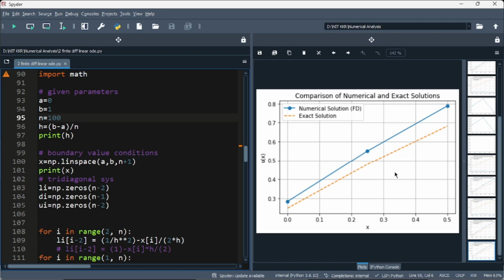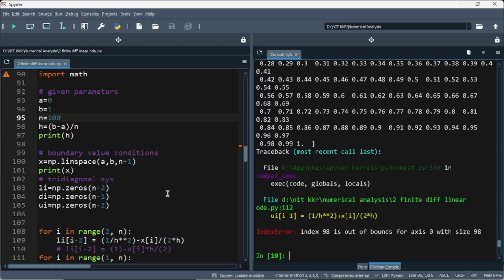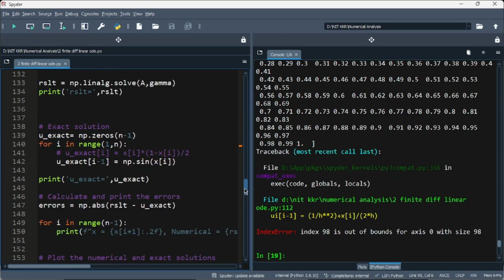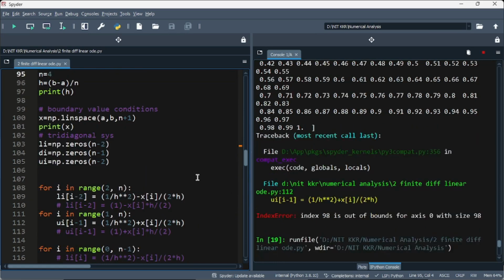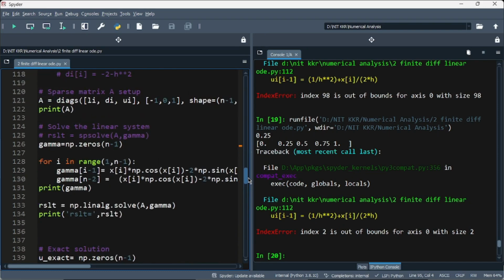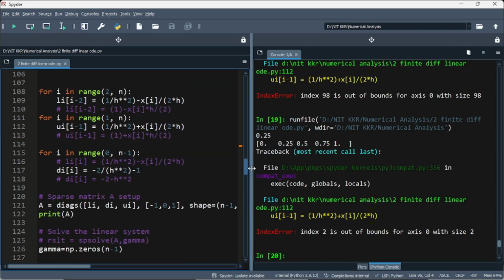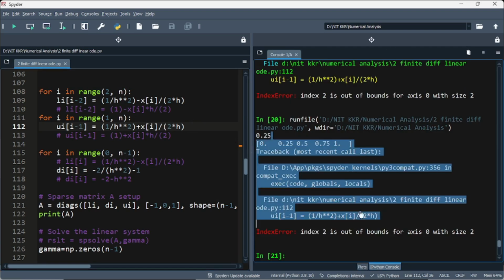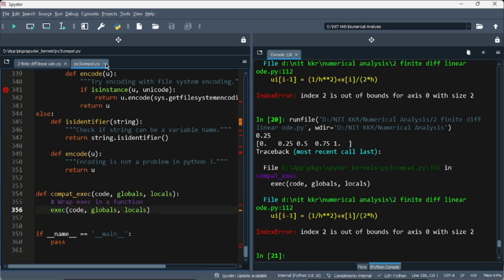I will take 100 mesh points, so it will be basically slightly like in this way. Wait. Okay, I think there is a mistake. It shows the mistake within the I. I made a mistake with this. Wait, just. This is the answer. I don't think so. There should be a mistake.